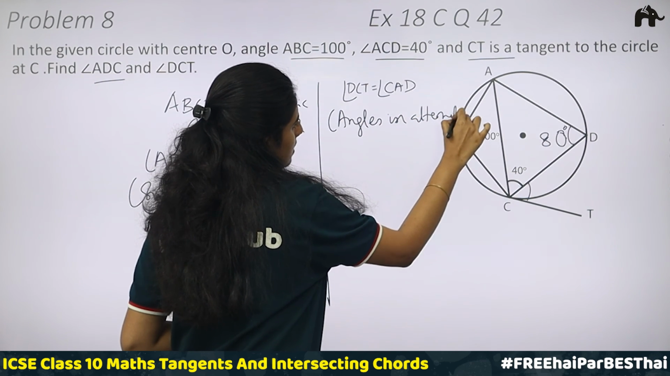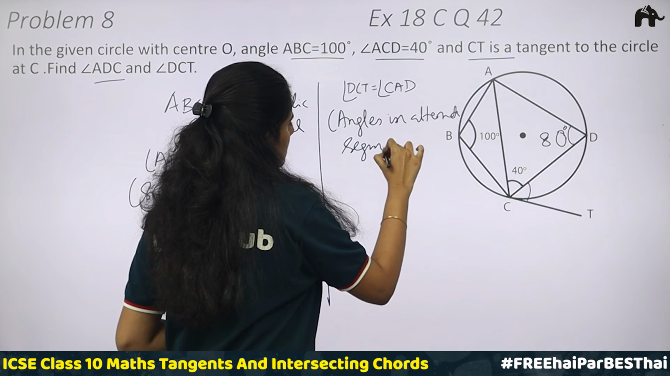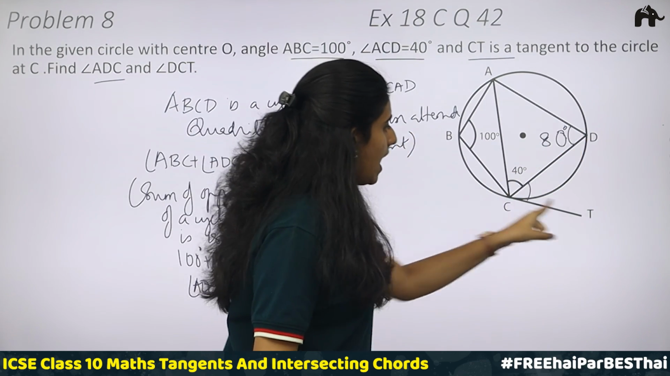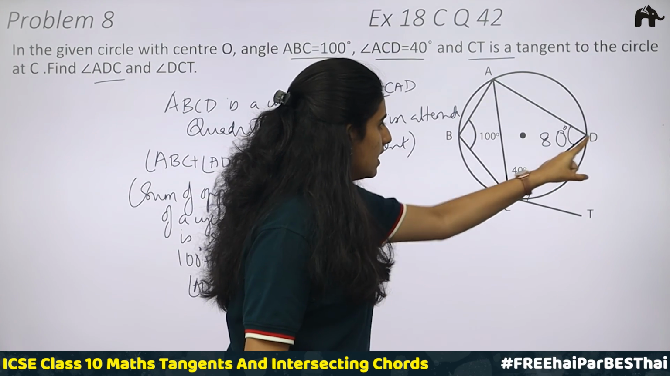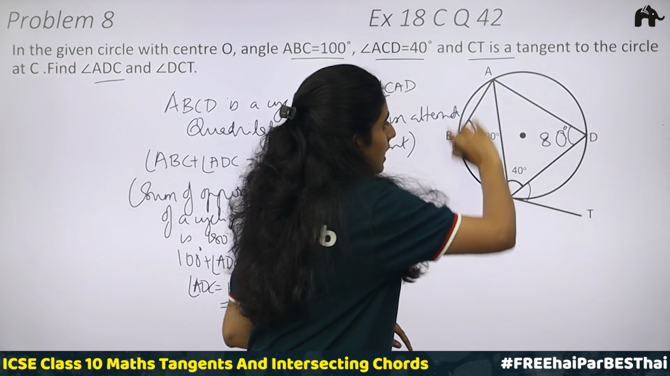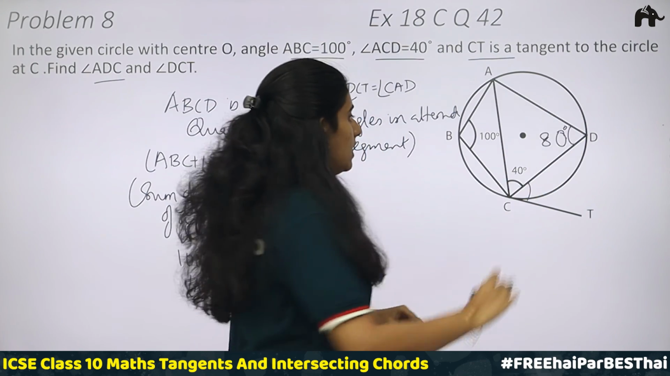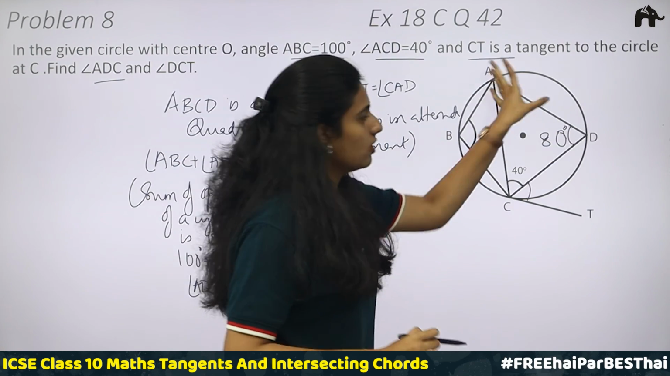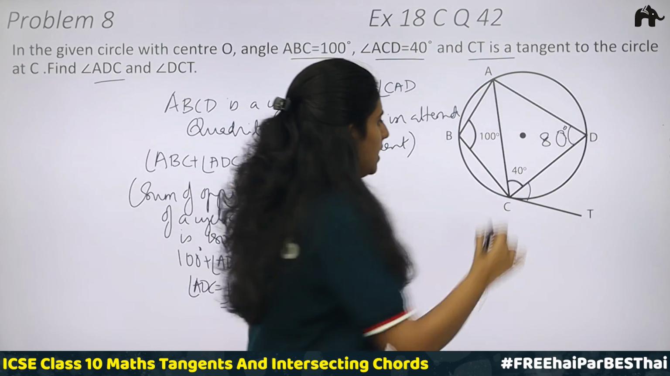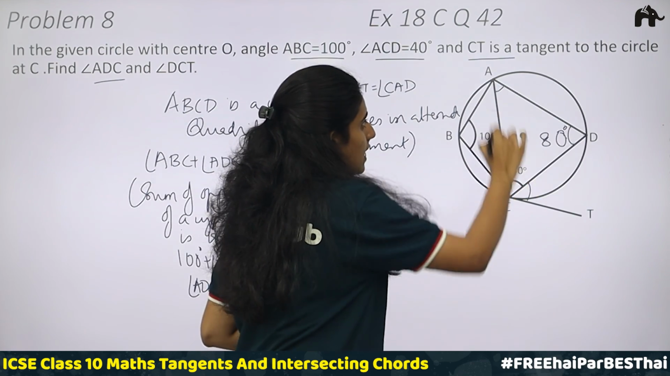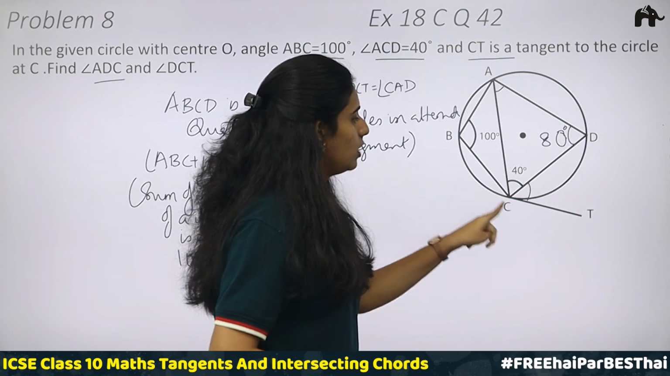Alternate segment. Here, the chord DC and the tangent make an angle DCT. The same chord in the alternate segment, that is the major segment, makes an angle CAD on the circumference of the circle. Therefore, they will be equal. This angle and this angle should be equal. If we are able to find CAD, then we will get the value of DCT.